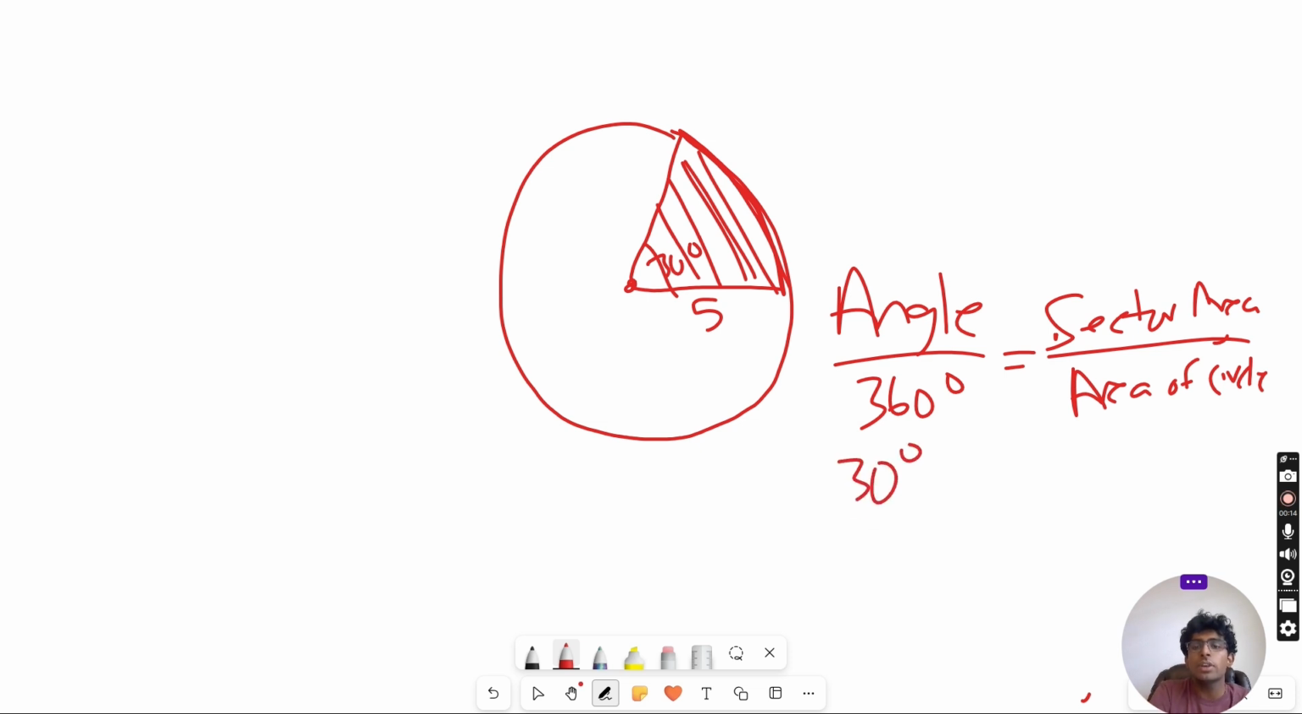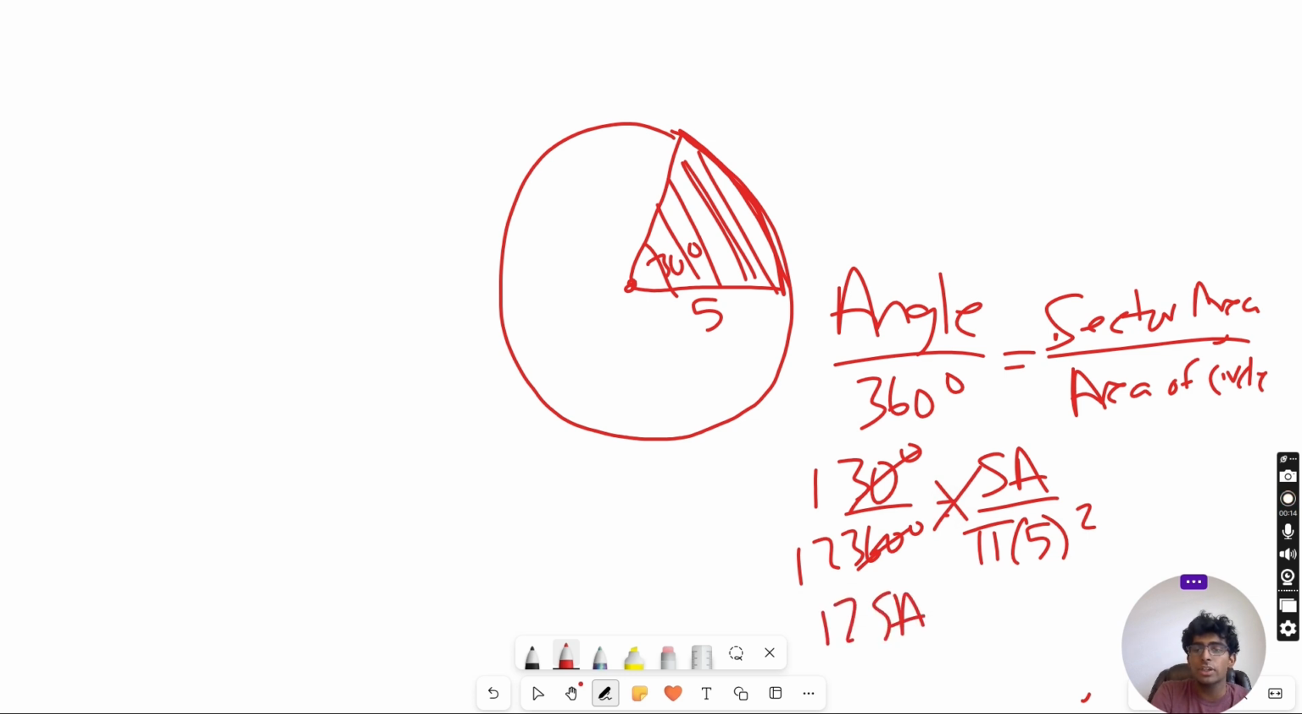So again, it's 30 degrees over 360 degrees in the circle. Our sector area is what we're trying to find. I'm going to call it SA. And my area of the circle is pi r squared, so pi 5 squared. Again, I'm making this 1 over 12. I'm cross multiplying. I get 12 times the sector area is 25 pi. So my sector area is going to be 25 pi over 12. So that would be how you do the sector area for that. That's mainly the biggest things that you're going to be dealing with when it comes to circles.